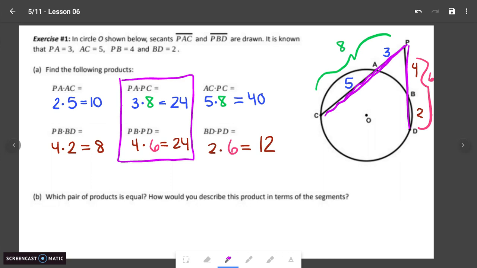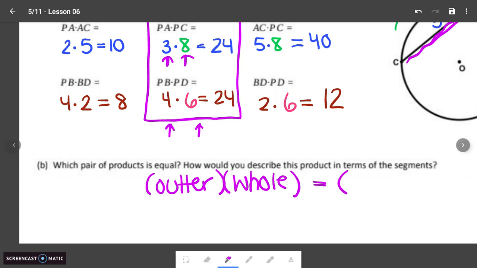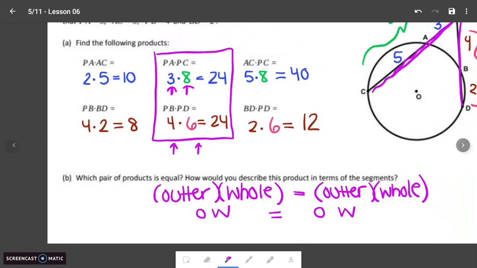If I'm looking at the first one, the 3 is the outside piece, and the 8 is the whole thing. And same thing here, 4 is the outside piece, and 6 is the whole thing. So if I were to describe this, I would say we take the outer times the whole thing of one secant, and it's equal to the outer times the whole of the other. I like to think of that as ow, ow, because some of you like to think that math is painful, but whatever helps us remember it.